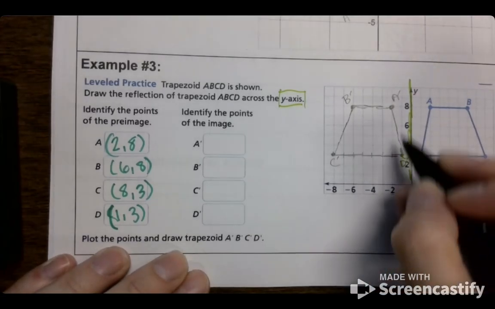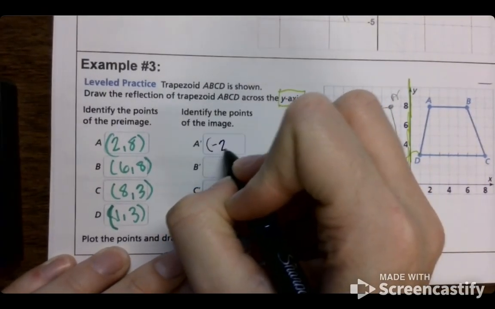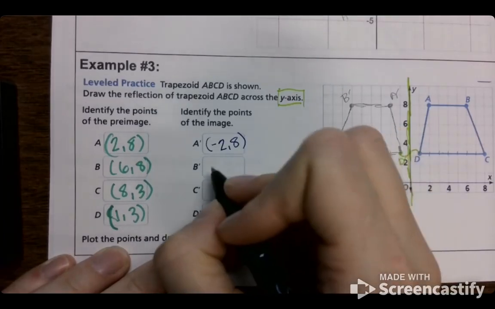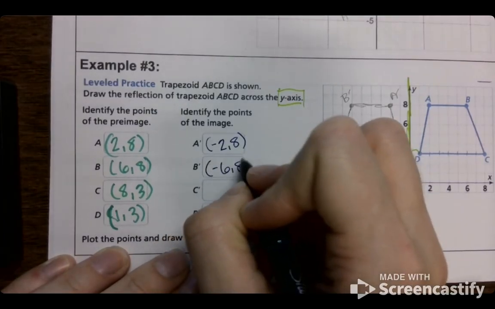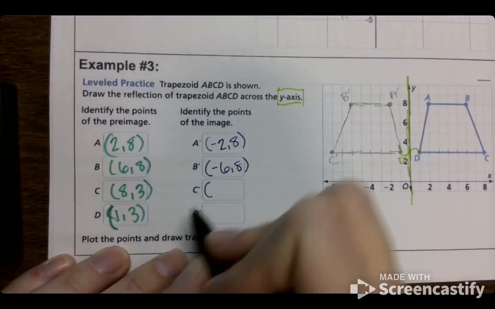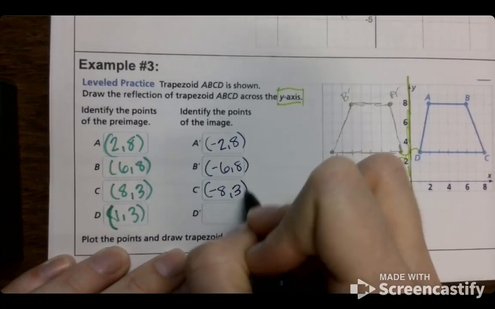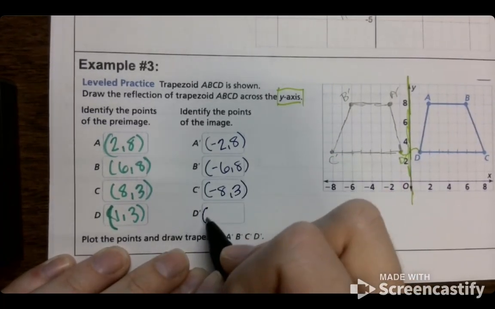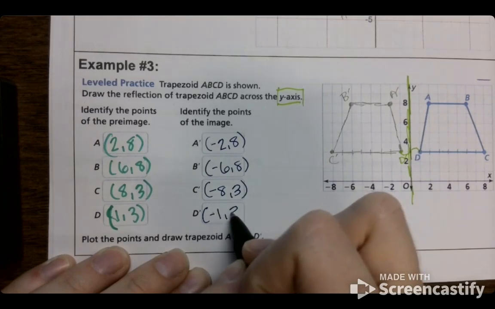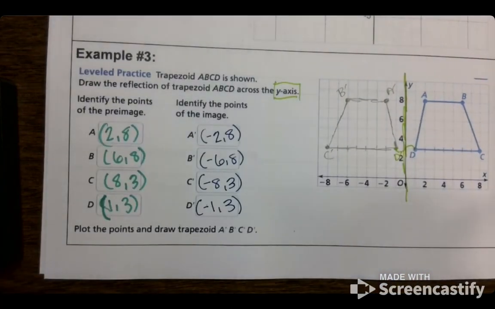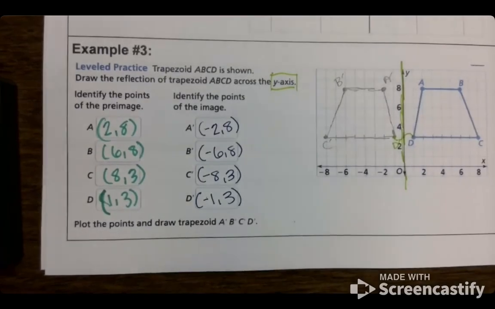So A now is at negative 2, 8. B is at negative 6, 8. C is at negative 8, 3. And D is at negative 1, 3. Okay? So you may have noticed, oh, our x coordinate is the opposite.